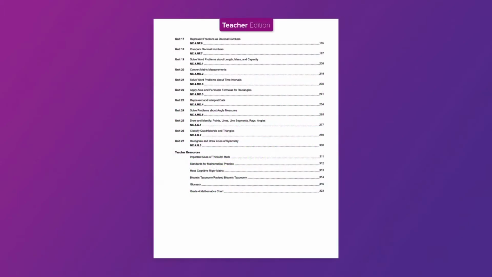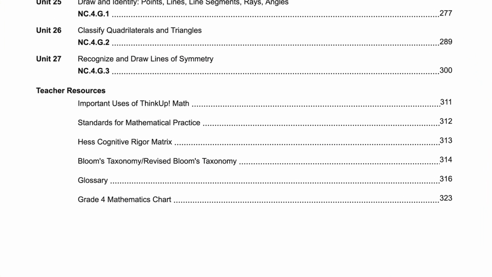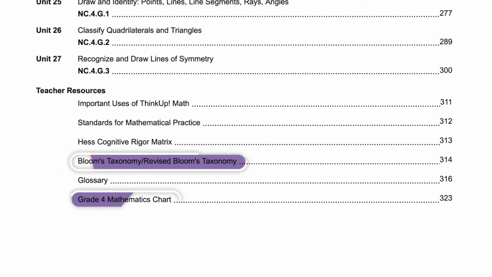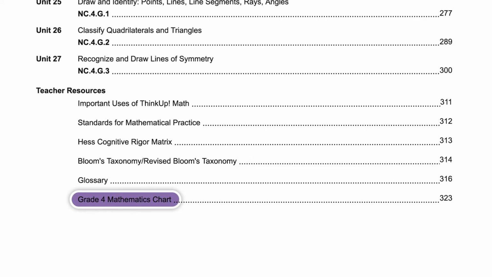The Teacher Resources in the back of your Teacher Edition provide lots of additional resources to support your instruction, from the standards for mathematical practices to the Hess Cognitive Rigor Matrix. There are lots of useful tools at your fingertips. You will also find the glossary with all your vocabulary words defined in the back as well. The revised Bloom's taxonomy and the grade level mathematics chart are also available teacher resources.